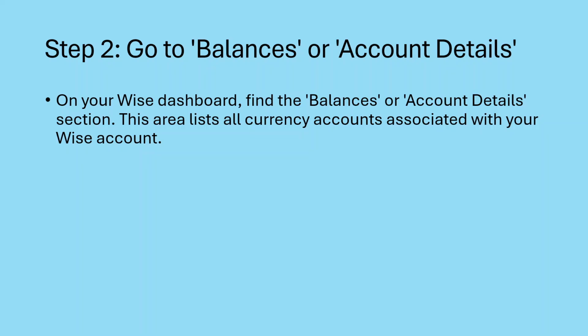Step 2. Go to Balances or Account Details. On your Wise dashboard, find the Balances or Account Details section. This area lists all currency accounts associated with your Wise account.